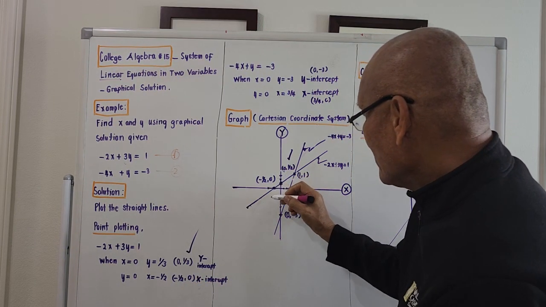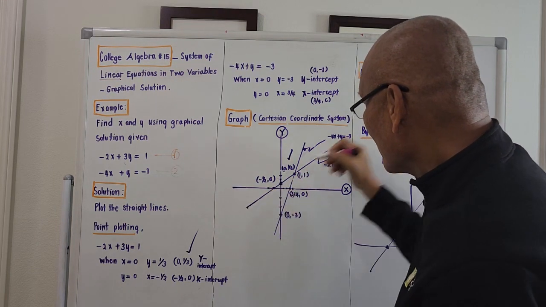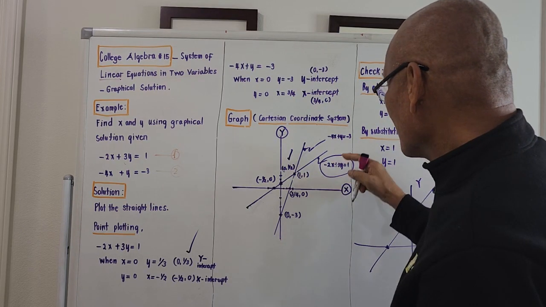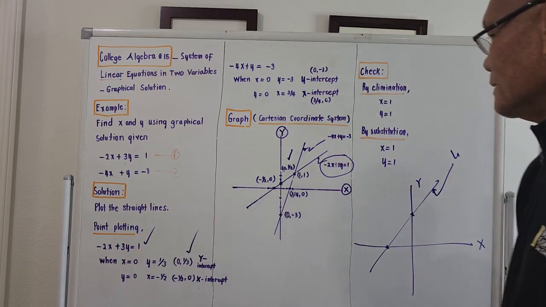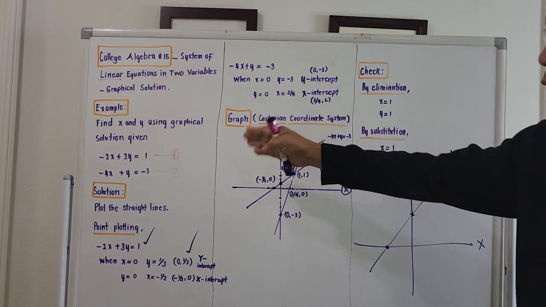So if we now try to connect this point here, this is the first straight line, and the equation of this one is minus 2x plus 3y is equal to 1. It is this. The graph should be accurate. Let's go with the next equation.